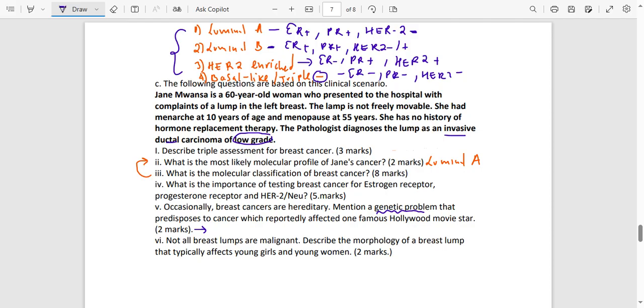Anyone that can mention it? Thank you. So BRCA1 and BRCA2. So women that have got this gene have got a high risk for getting breast cancer. The famous movie star they are talking about here, in case you've watched, is Angelina Jolie.